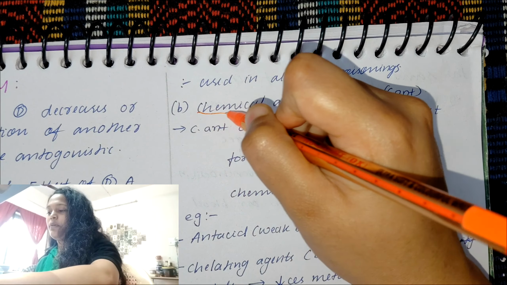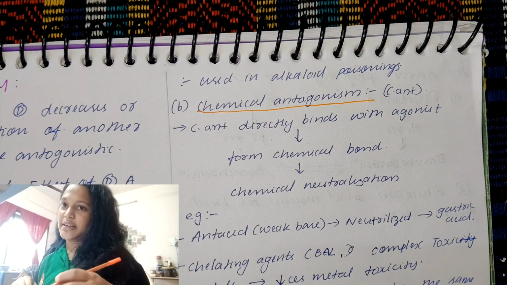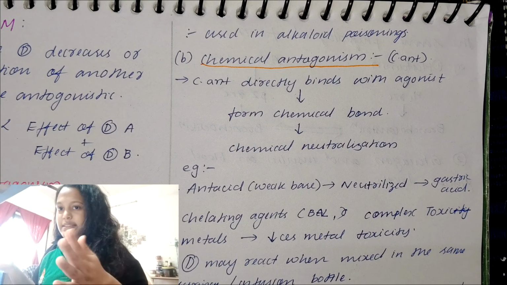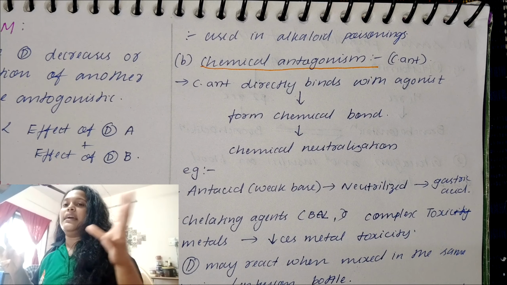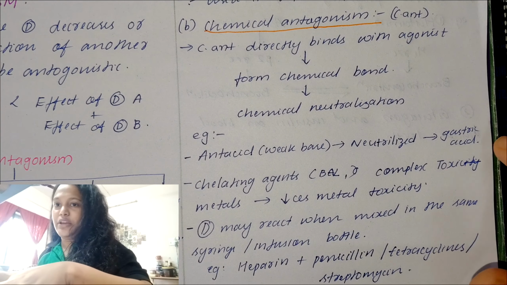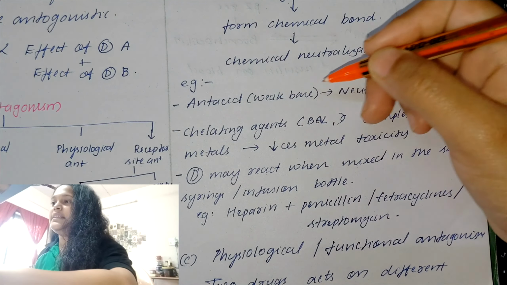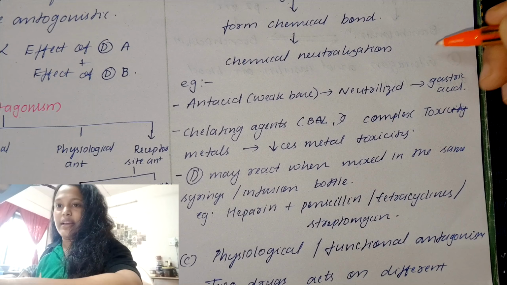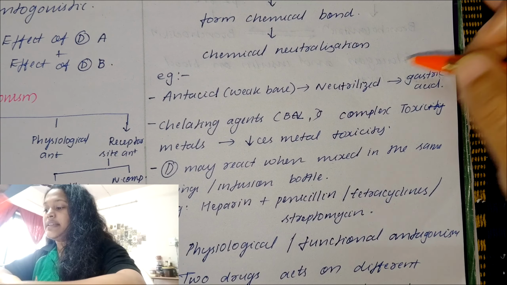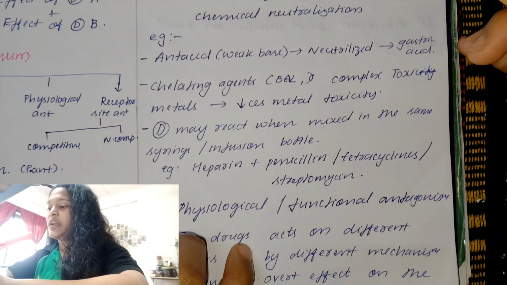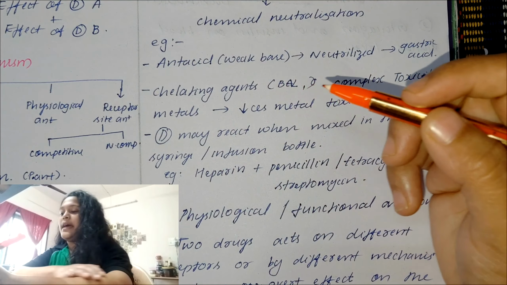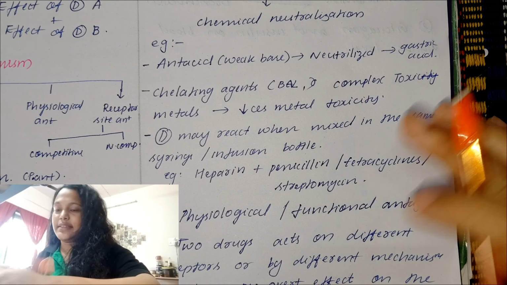Now the second type over here is chemical antagonism. I have written it as C-ANT. Chemical antagonism is the same process as physical antagonism, but instead of forming a physical bond, it forms a chemical bond and leads to chemical neutralization. Example, antacids, weak bases, neutralize gastric acid. Chelating agents such as BAL complex toxic metals and decrease the metal toxicity. Drugs may also react when mixed in the same syringe or infusion bottle. Example, heparin plus penicillin or tetracycline or streptomycin.